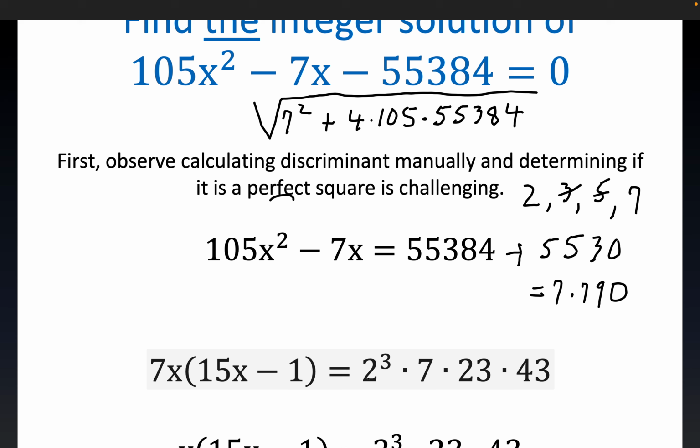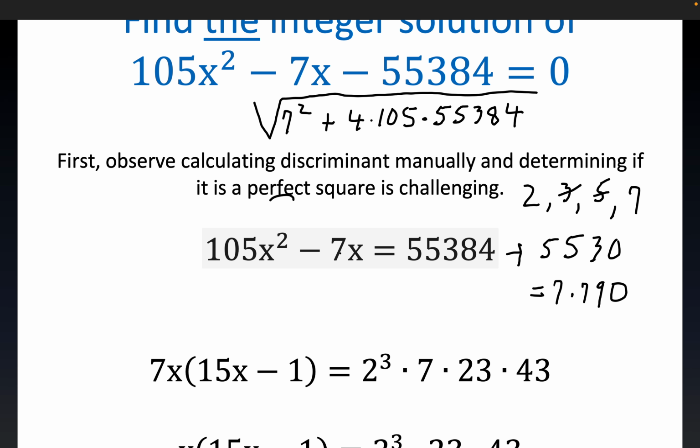So we determined by these tests that 2 and 7 are divisors, and then with more computations we will reveal that 55,384 is equal to 2 cubed times 7 times 23 times 43. There's a lot of computation involved here. Getting 2 and 7 out of the way makes these numbers easier to figure out. I didn't show all the work, but we did show that 2 and 7 were divisors. And then when you do the arithmetic on that, you're going to get 23 and 43 as divisors. So this is the prime factorization of our constant term.